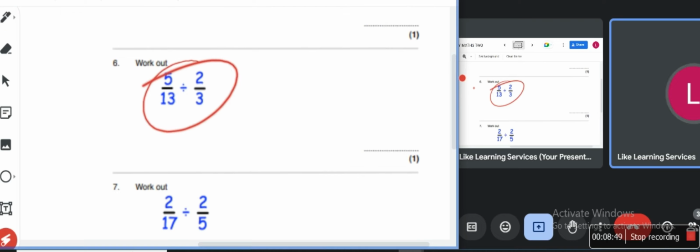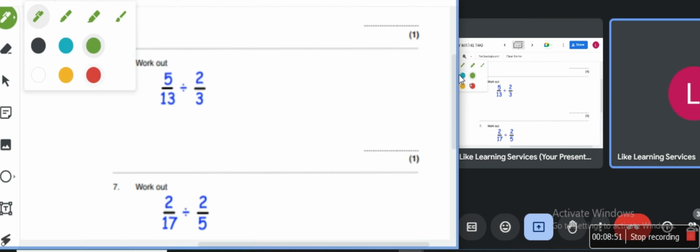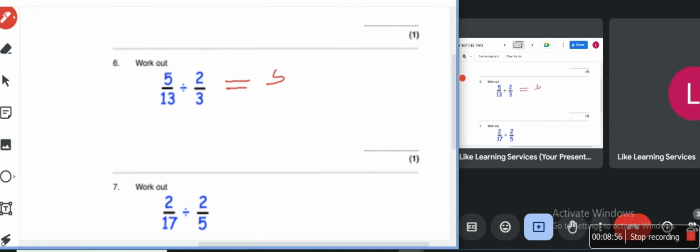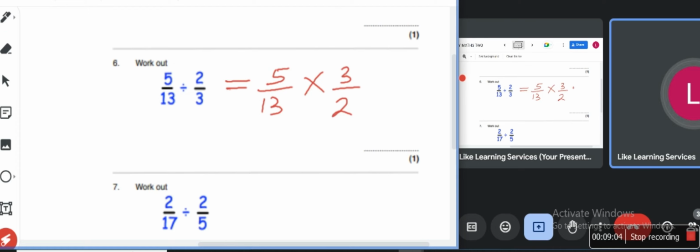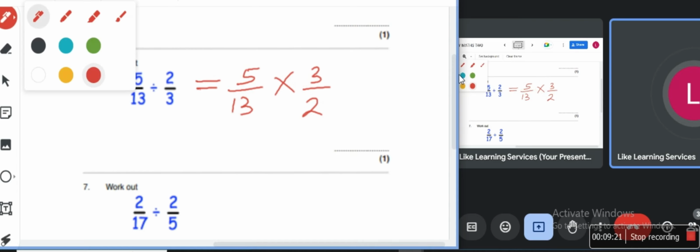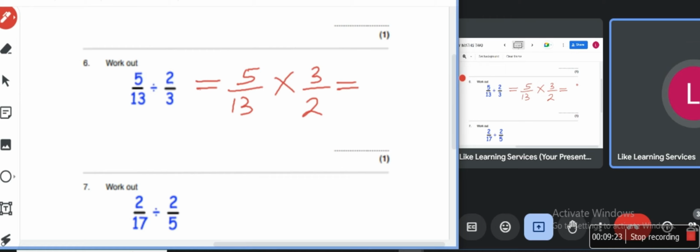Alright, since there's nothing that can cross out, this one, let's go. What does it change to? 5 over 13 times 2 times 3 over 2. Is there anything that can divide up and divide down? No, there's nothing. 5 cannot divide 13. 5 cannot divide 2. 3 cannot divide 2. 3 cannot divide 13. Alright, let's go. So you multiply out. What does it give? You see, we're moving faster.